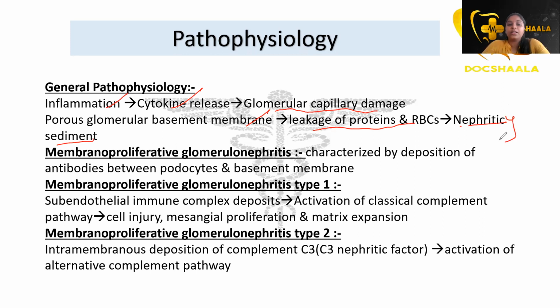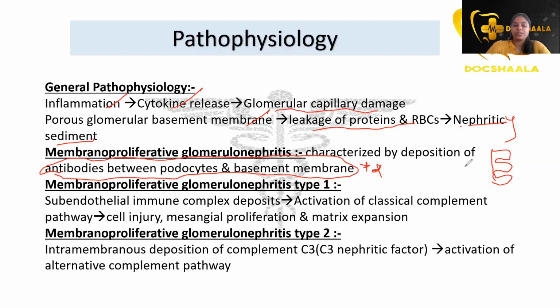Then there is one more thing, that is membranoproliferative glomerulonephritis. It is characterized by deposition of antibodies between podocytes and basement membrane. You remember your glomerular structure, right? It will have podocytes, and there will be basement membrane. So the deposition of antibodies between these two will lead to membranoproliferative glomerulonephritis. It is of two types, type 1 and type 2.